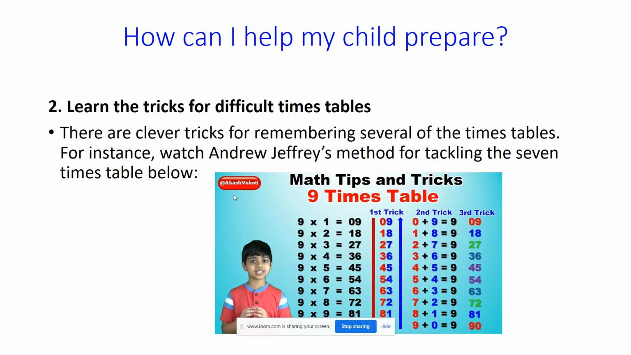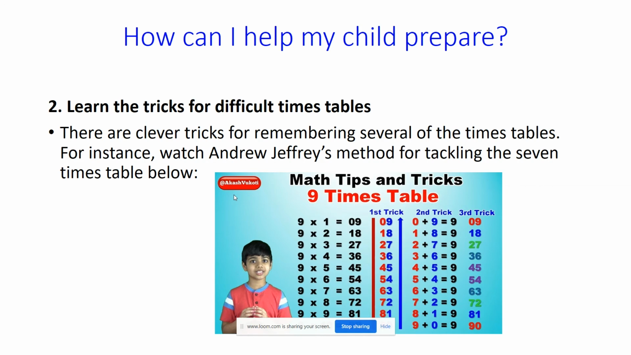Step 2, learn the tricks for difficult times tables. There are different tricks that you can use to learn times tables. For instance, on YouTube, there's a video by Andrew Jeffrey for helping you with the 7 times table. There's a trick with the 9s here. You can just see this image. If they learn the trick that 9 times 1 is 9, 9 times 2 is 18, but if you look at the pattern, you can see 1 and 8, 2 and 7, 3 and 6, 4 and 5, 5 and 4, 6 and 3, 7 and 2, 8 and 1. So if you can get them to recognize patterns within times tables, that can also help them to remember them.